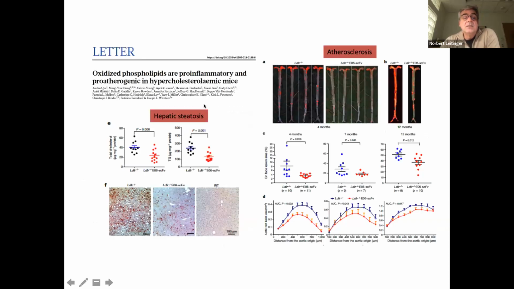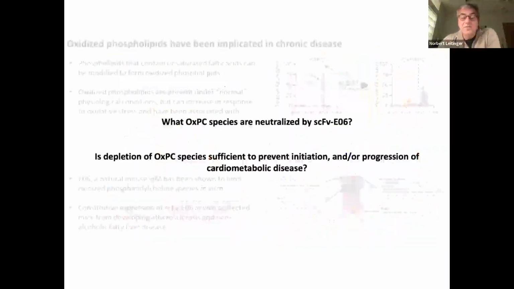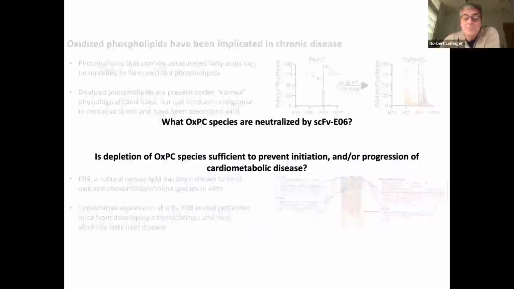But this is the initial paper published in Nature, where they show that if the mice overexpress this antibody fragment on the LDL receptor background, in addition to an atherogenic Western diet that causes massive hepatic steatosis and also atherosclerosis, these mice are protected against both in this setting. So that was very exciting and very confirmatory for everything that we had initially hypothesized, that these lipids may play a role in disease progression in vivo as well, right?